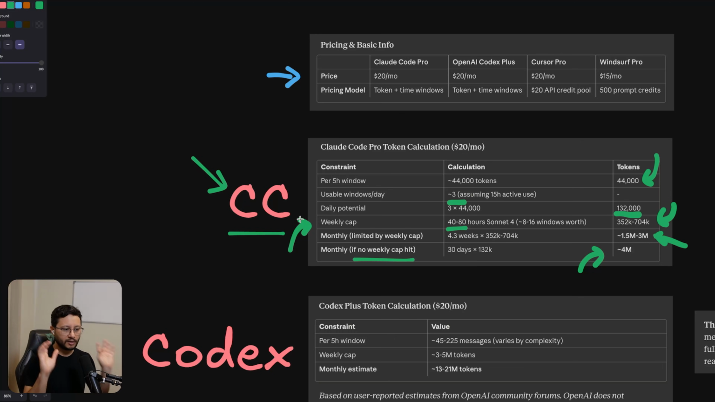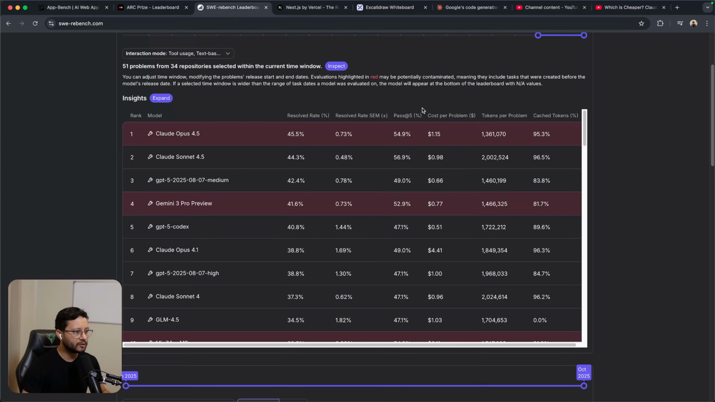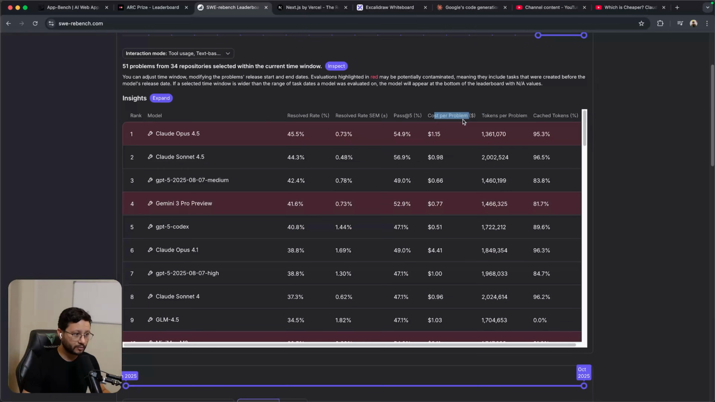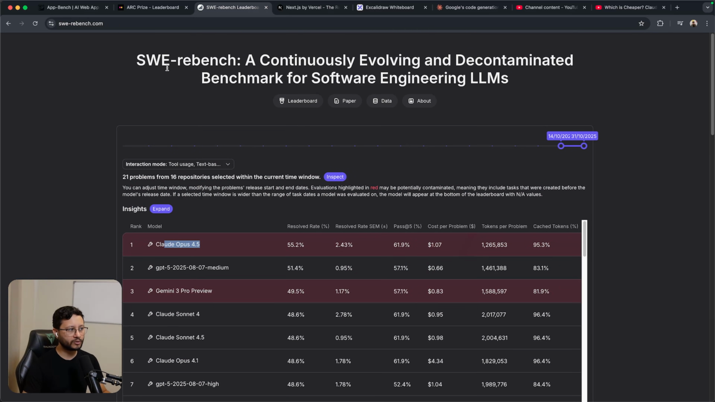Now, the reason I'm calculating these tokens is because with those tokens, we can try to figure out how many problems can be fixed by using the cheapest cost per problem model available for each one of these different agents. So for example, inside of Claude Code, the best cost per problem model is probably the Claude Sonnet 4.5. And by the way, this leaderboard is for the SWE Rebench benchmark.